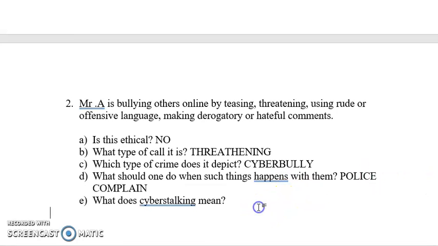And what is cyber stalking? Cyber stalking means keeping an eye on someone and harassing them. Okay, it is also called as cyberbully.